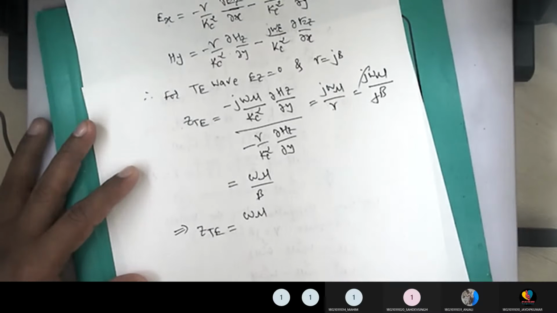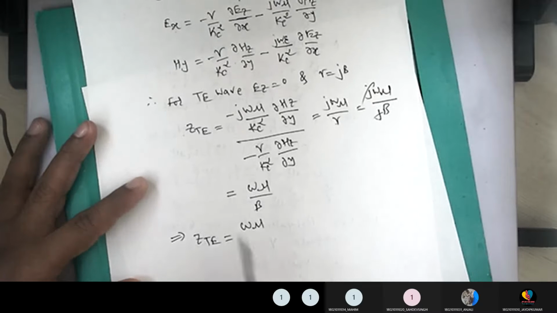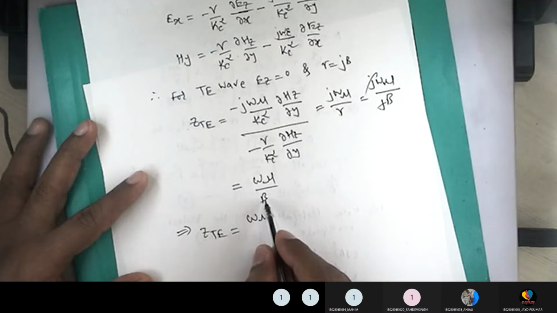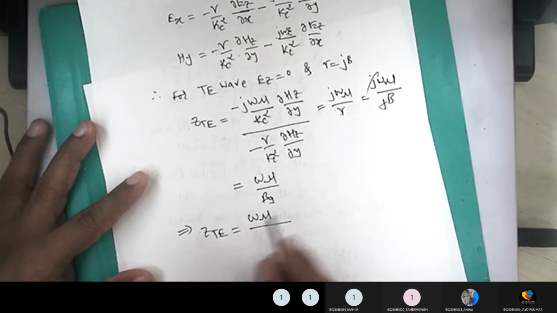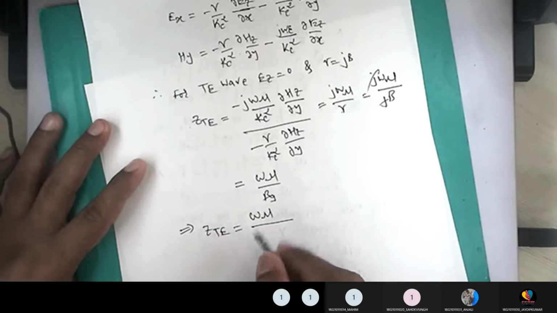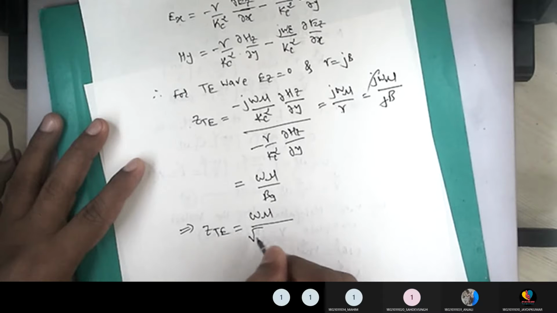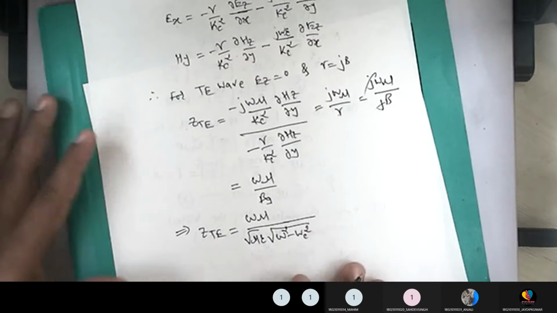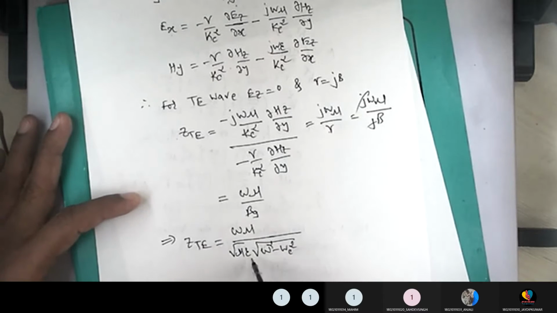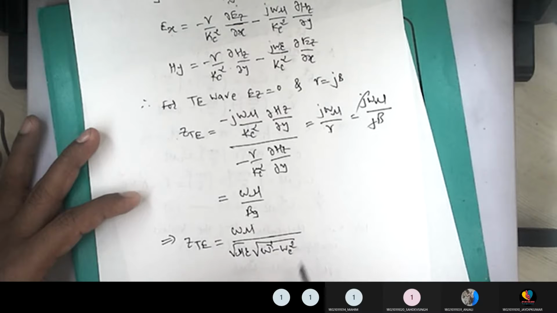Here you can see that this beta term, we have already seen, is nothing but beta g in the guide, because we just derived this expression for beta g. If I put it here, I get the square root of mu epsilon, and in terms of omega, it is the square root of omega square minus omega c square. The only thing I have done is write it in terms of omega; earlier I wrote the expression for beta g in terms of the cutoff frequency.